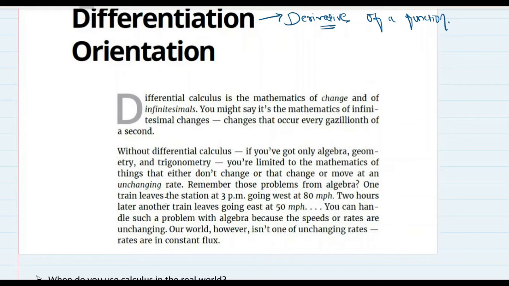Say you have this question in physics or wherever, in motion maybe. One train leaves the station at 3 p.m. going west at 80 kilometers per hour or miles per hour, whatever you want to take. Two hours later, another train leaves going east at 50 miles per hour. You can handle such a problem with algebra because the speeds are constant. What is speed actually in this question? Speed is the rate of change of distance with respect to time. The speed is constant, right? So this problem can easily be solved using the formula speed is equal to distance upon time, and you can get the answer.